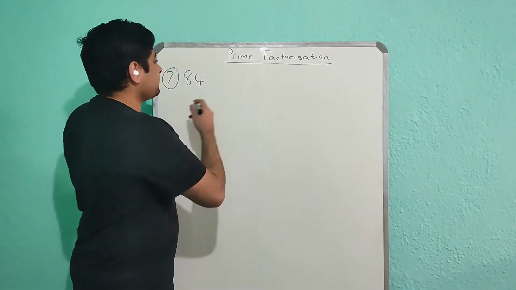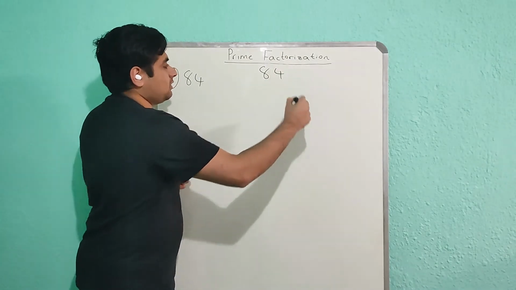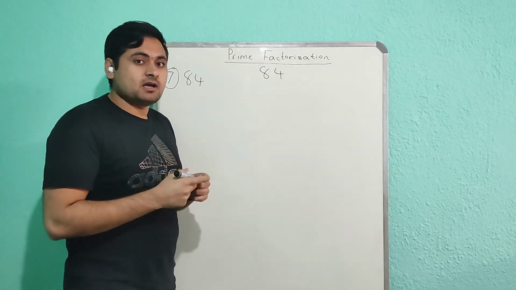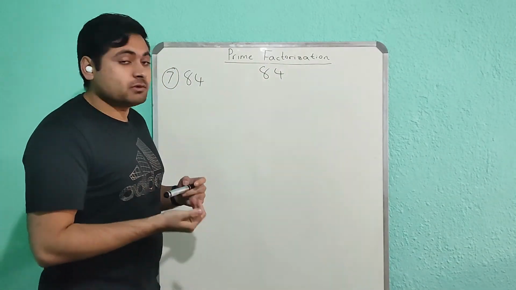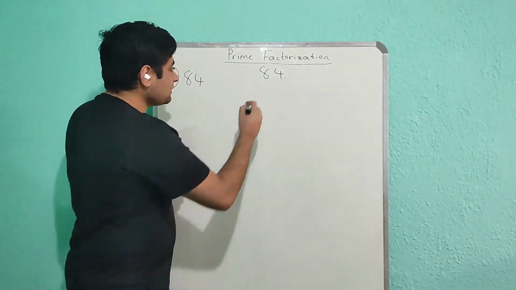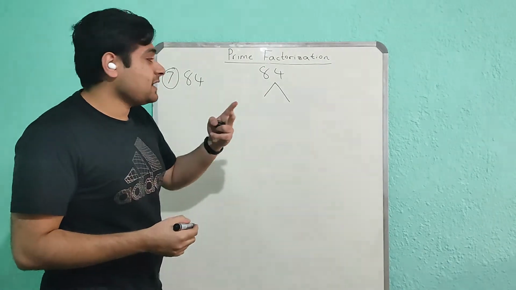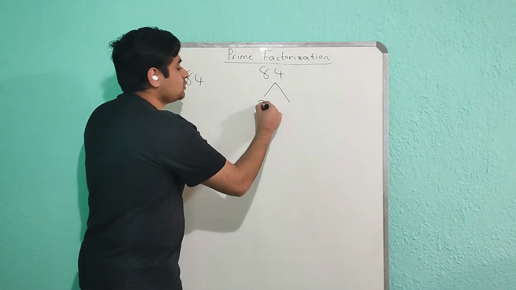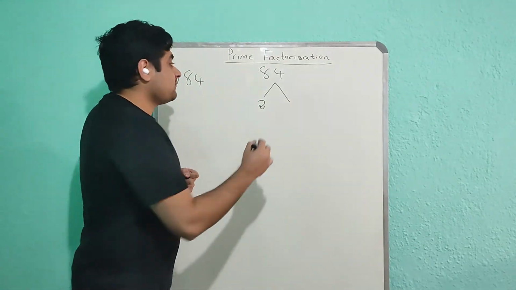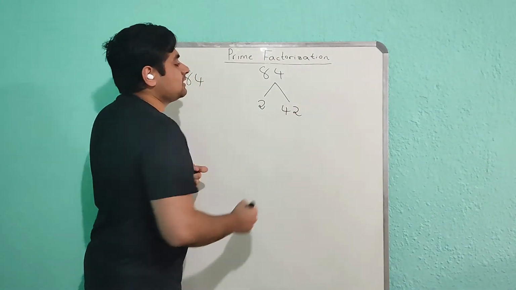So what are the prime factors of 84? As you can see, 84 is an even number. So it means it's divisible by 2, 4, 6 or 8. But we need the smallest divisor. So what is the smallest divisor? That is a 2, right? So if we divide 84 by 2, we get our answer as 42. Correct? Now we got a 42.